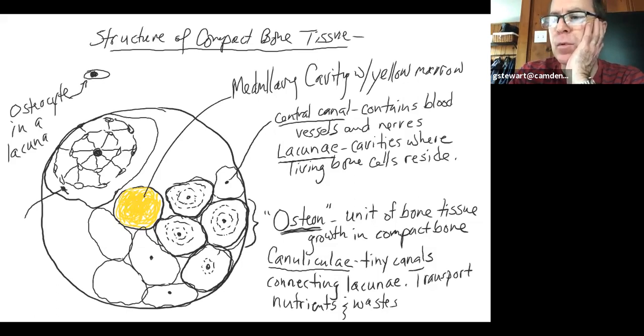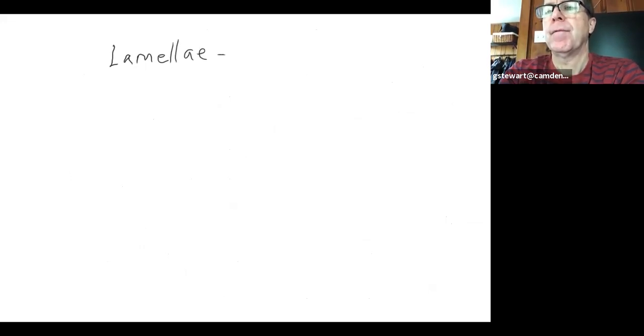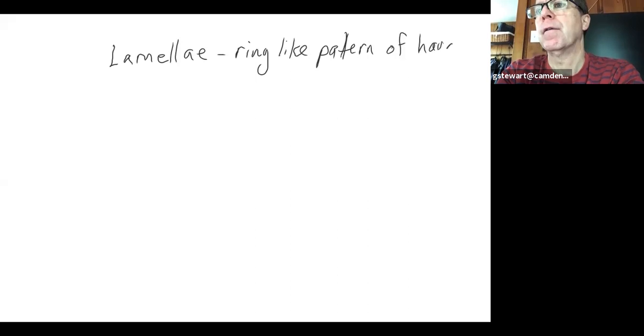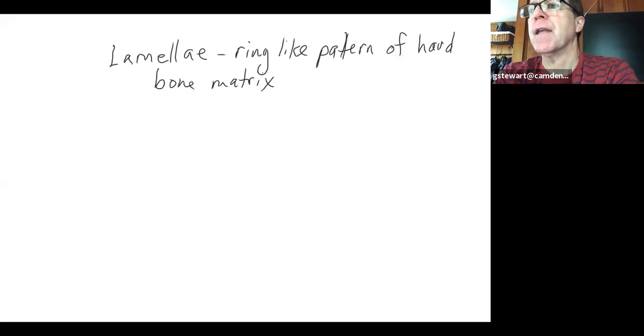So I'm going to go to a new whiteboard. Lamellae. This is the ring-like pattern of hard bone matrix. That's H-A-R-D, hard bone matrix.